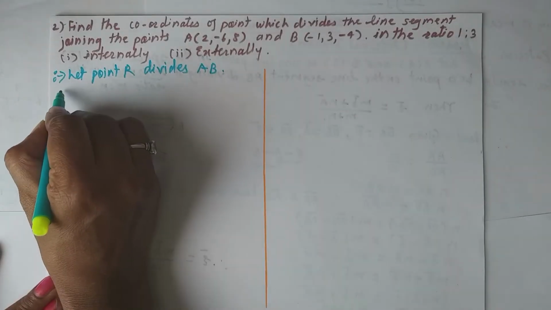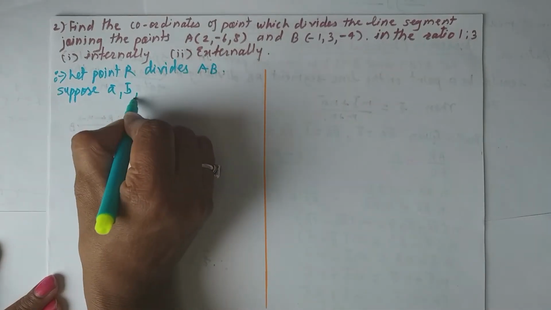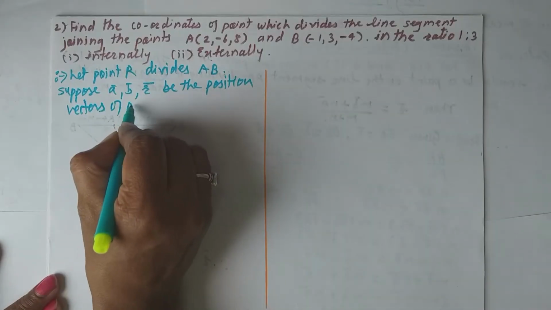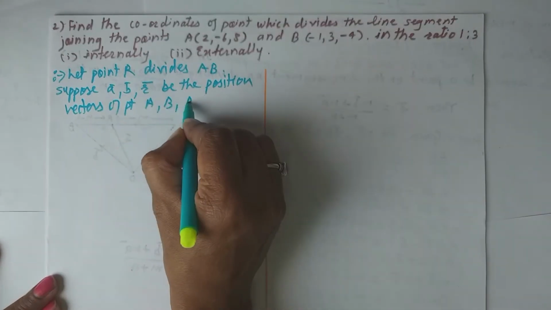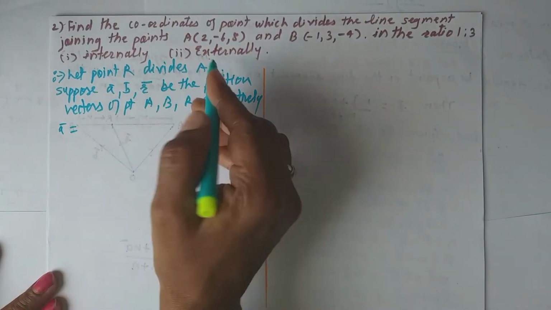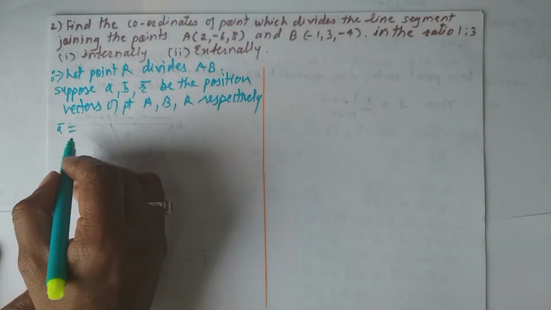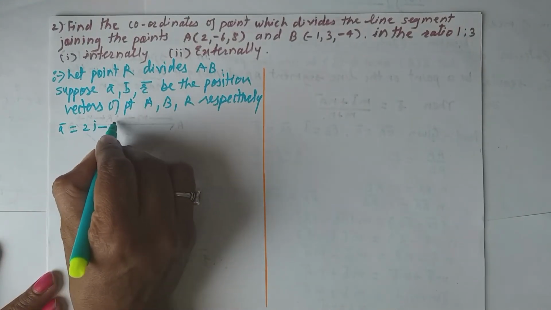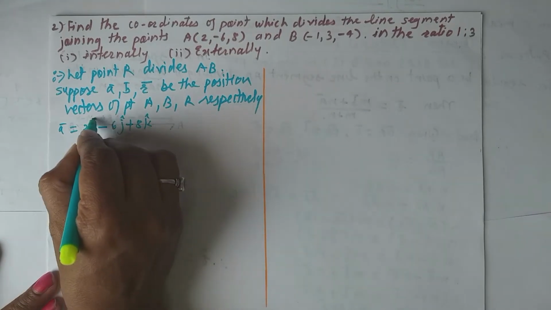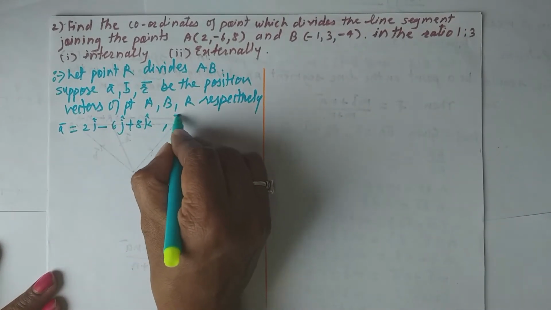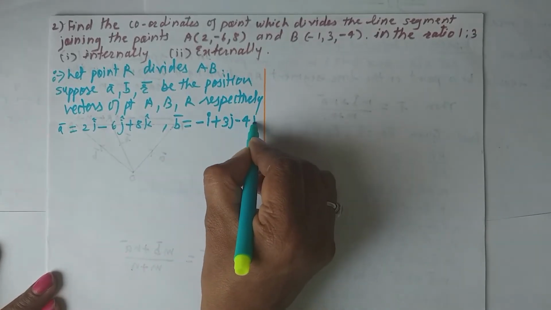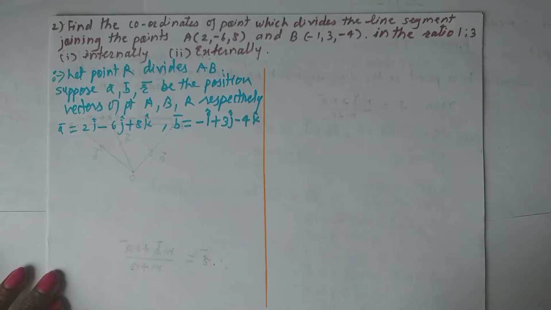Suppose A bar, B bar and R bar are the position vectors of points A, B and R respectively. Then what will A bar be? Point A is (2, minus 6, 8). Therefore, A bar will be 2i minus 6j plus 8k. Write the cap here because these are unit vectors. And B bar will be minus i plus 3j minus 4k. Again, cap here.